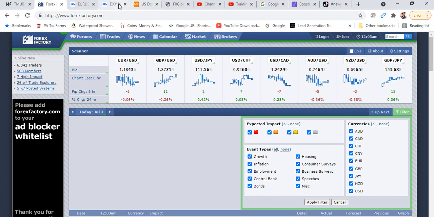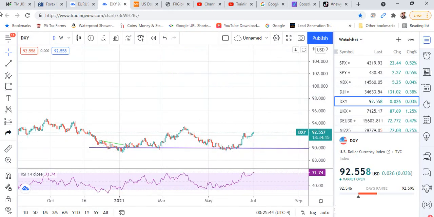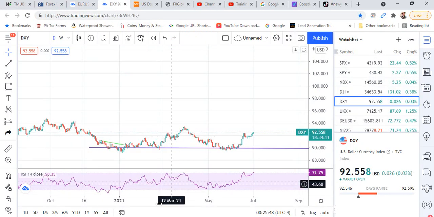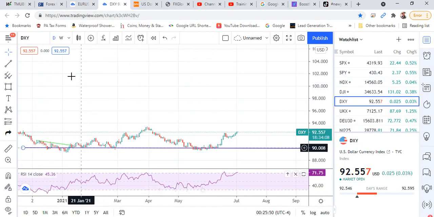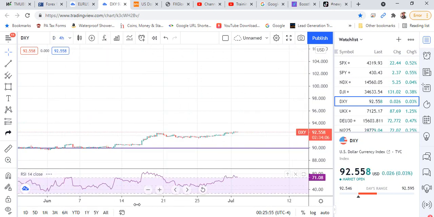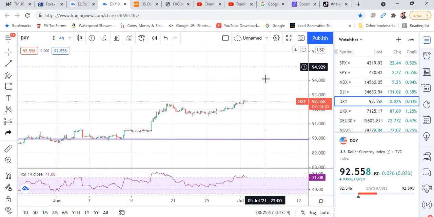So this is just saying, how's the dollar comparing against all these currencies, if that makes sense. Hope that makes sense. So that's all you need to know. So the monthly, probably going to go to like 4 hour. Let's go to 4 hour. Let me see if I can find a trend.